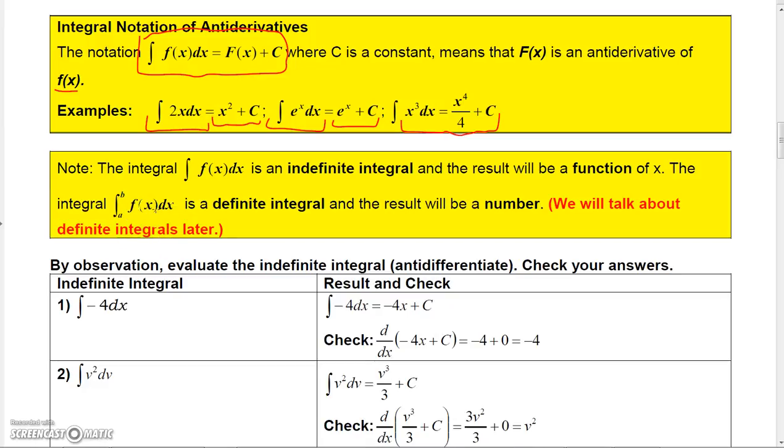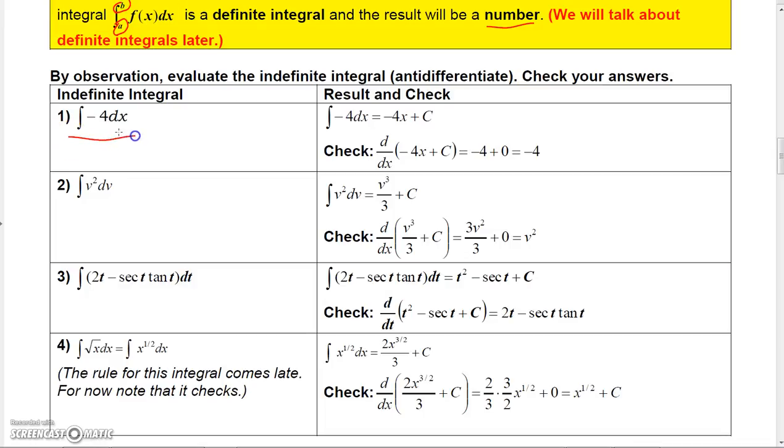Now, this integral is called an indefinite integral. And you can tell indefinite integrals because there are no little numbers at the top and bottom. Here, this is called a definite integral, and we won't talk about those just yet. But I will tell you this. For an indefinite integral, the result is going to be a function, whereas when you evaluate a definite integral, the result will be a number. So let's evaluate some indefinite integrals and then check.